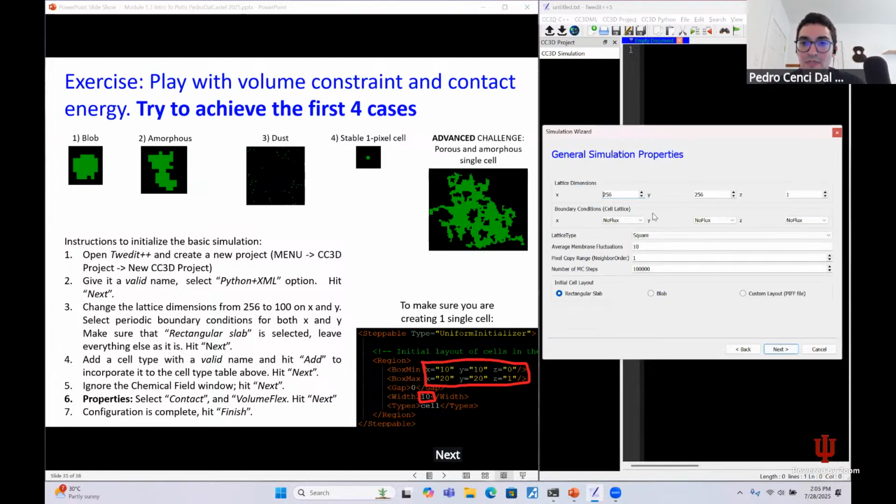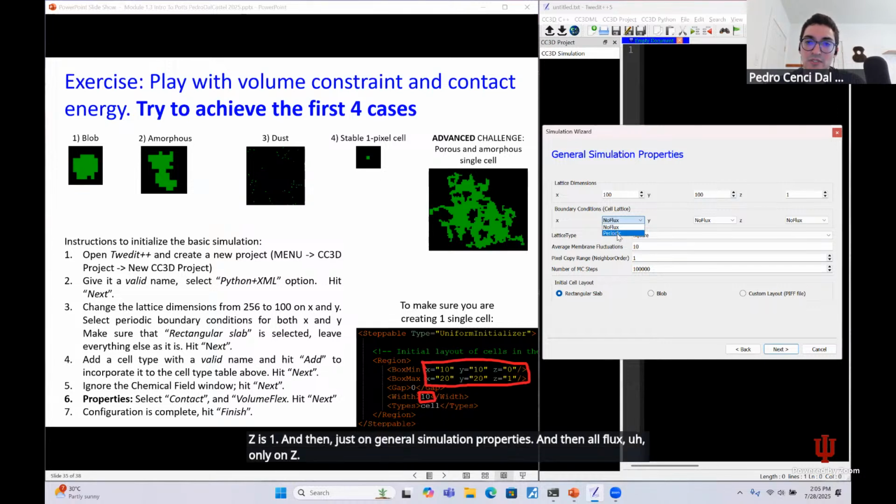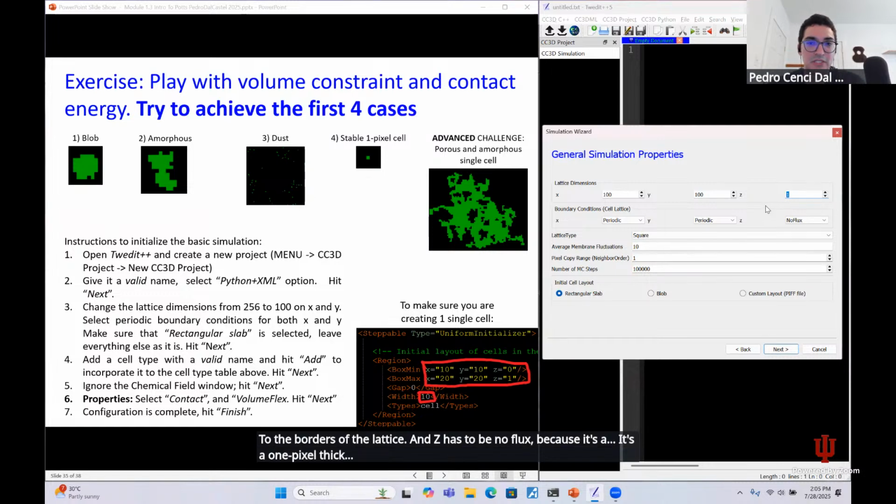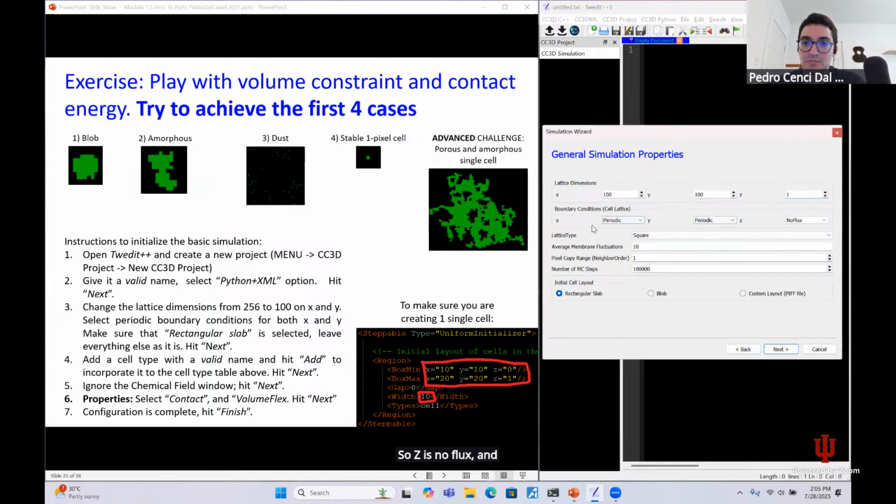Next. So here I'm suggesting 100, 100. Z is 1. And then just on general simulation properties, no flux only on Z. X and Y we do periodic so that the cell doesn't stick to the borders of the lattice. And Z has to be no flux because it's a 1 pixel thick dimension. So Z is no flux, and then X and Y both periodic.